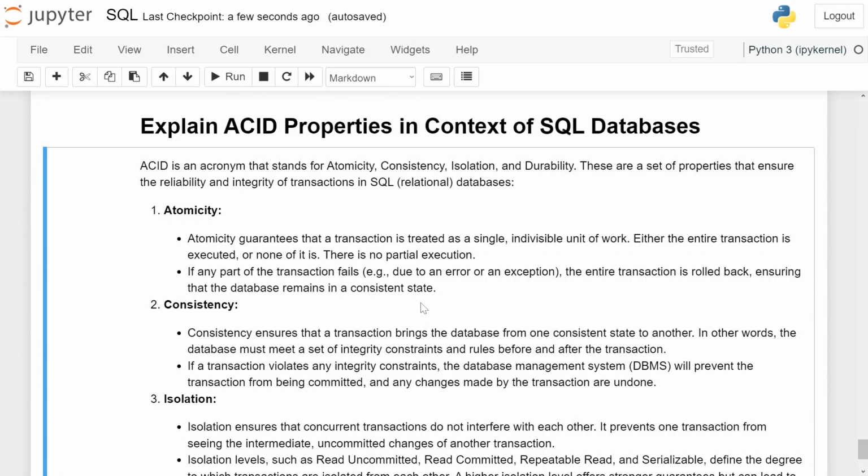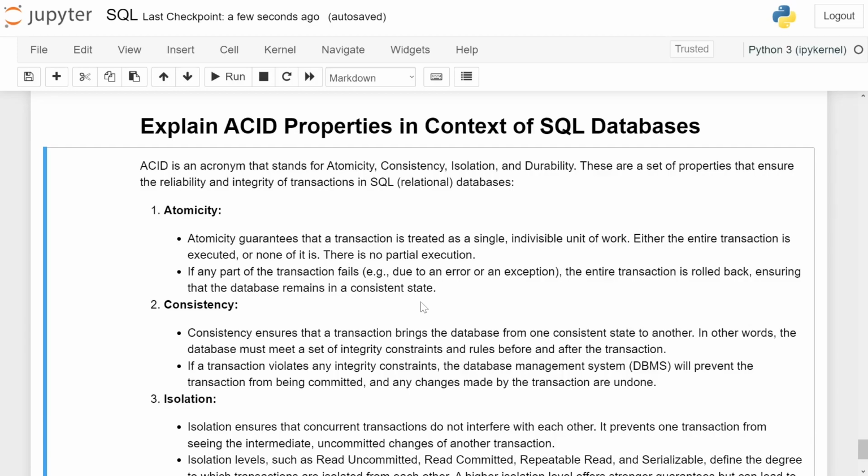Explain ACID properties in context of SQL databases. ACID is an acronym that stands for atomicity, consistency, isolation, and durability. These are a set of properties that ensure the reliability and integrity of transactions in SQL databases.